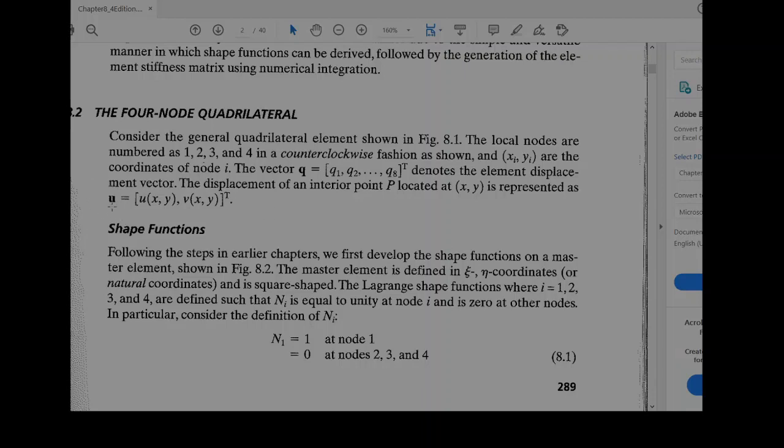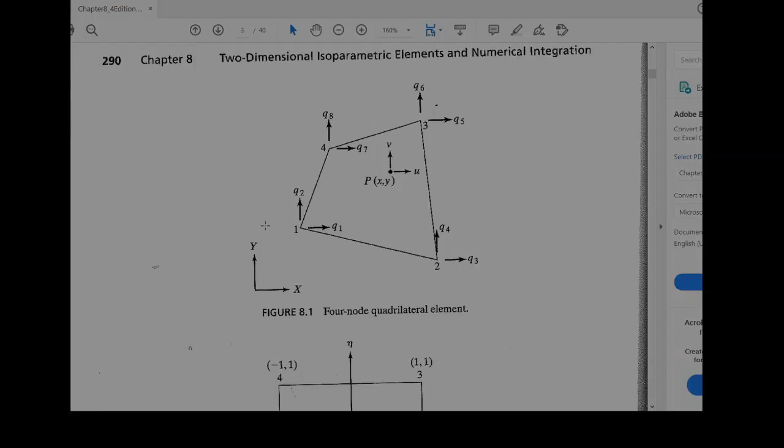So there's the bold U indicated as a vector. U is a function of x and y, V is a function of x and y. But x and y is each a function of psi and eta. Let's see how that is a function of psi and eta. For the Q8 element here, we can see Q1, Q2, Q3, Q4, Q5, Q6, Q7, Q8. Any point x, y will also have a displacement u, v. That will be given by the shape functions, a field over that element. That's important to understand. So that is just in bulk what the 4-node quadrilateral element is about.